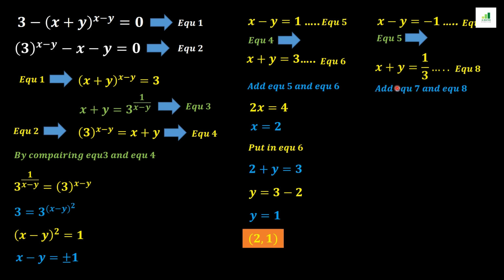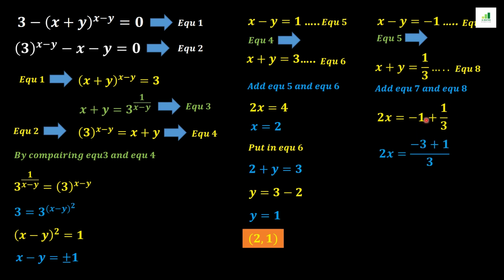Now in the next step, I should add both of these equations, which are 7 and 8. As a result, I will get 2x equal to minus 1 plus 1 over 3. How? Simply, when I add up both of these equations, this minus y and this plus y will cancel out, and this x and this x add together and we will get 2x. This minus 1 and plus 1 over 3 will remain on the other side of the equation.